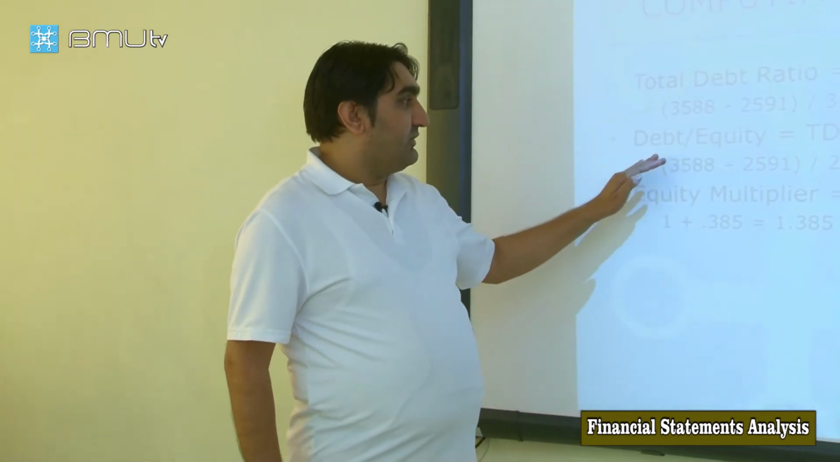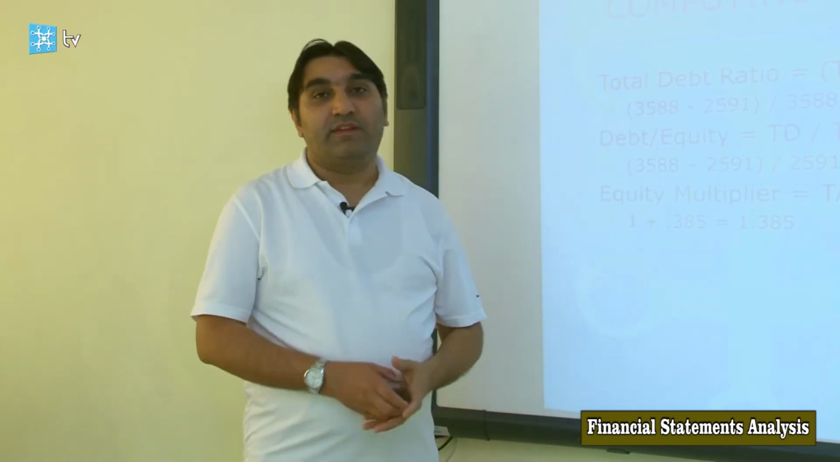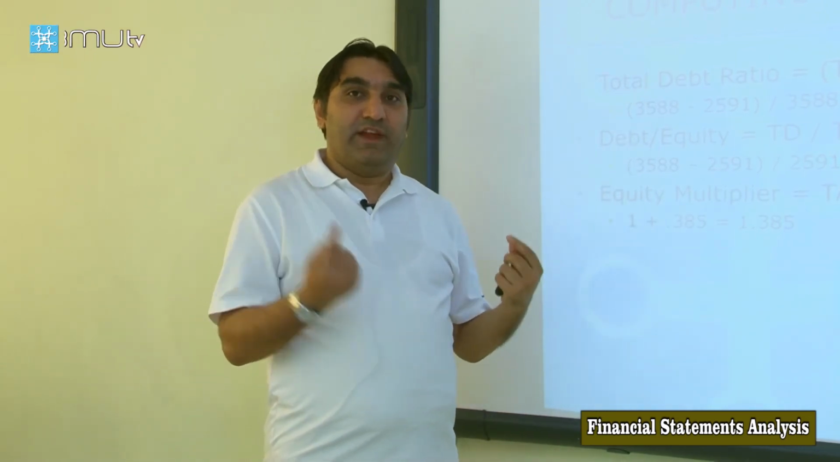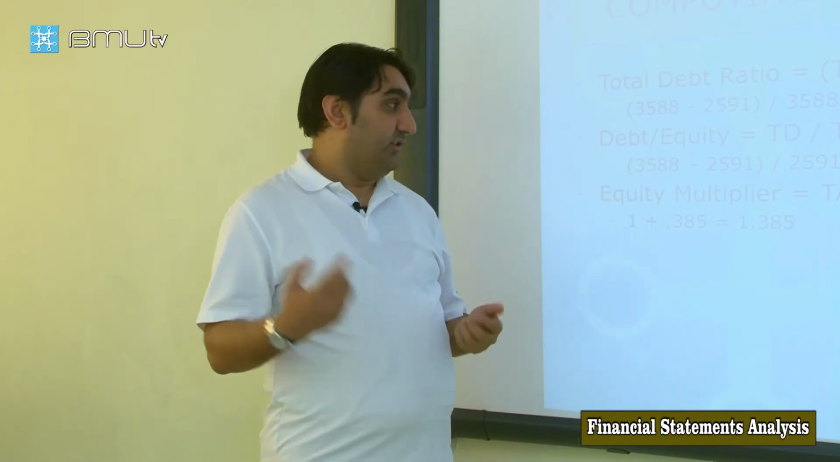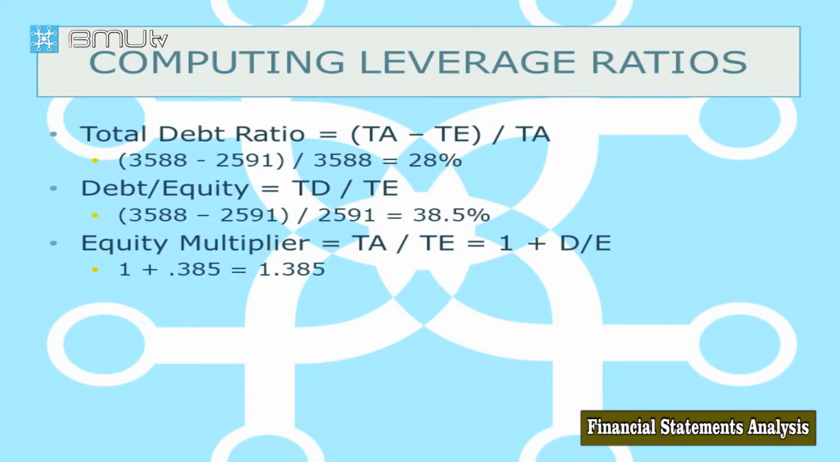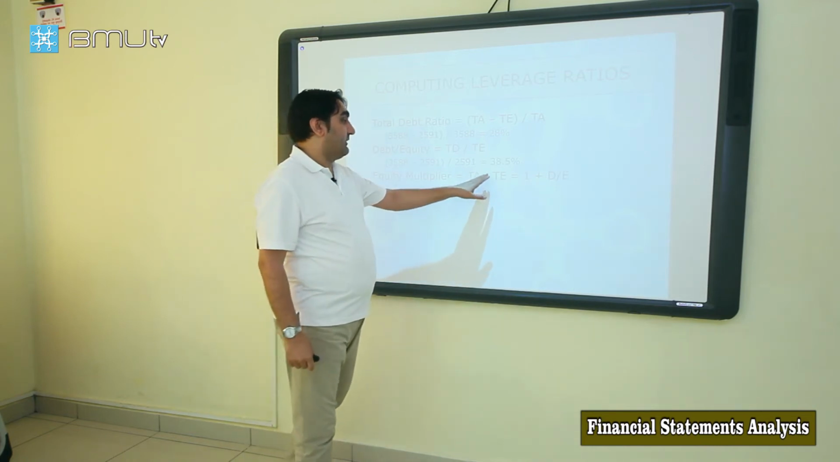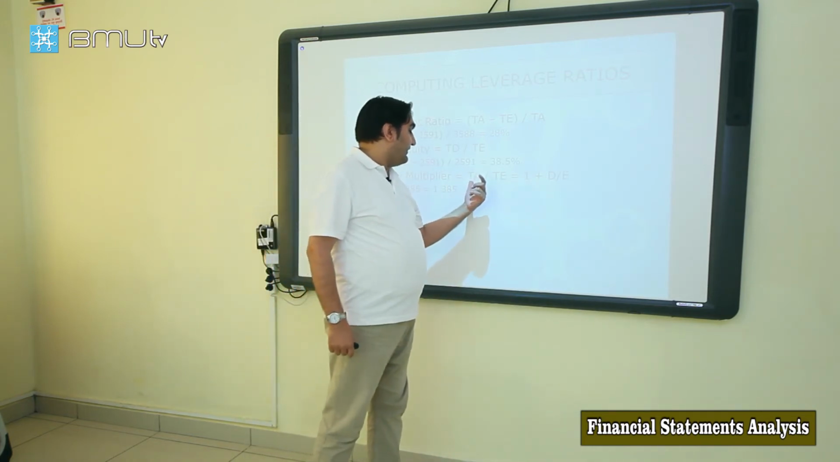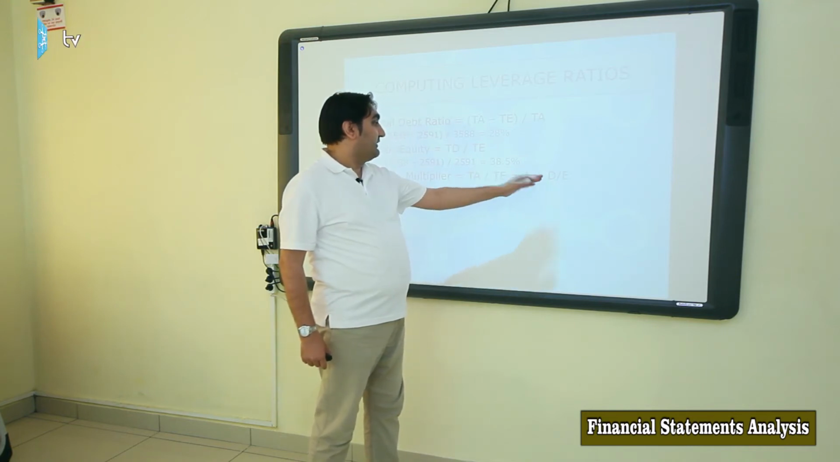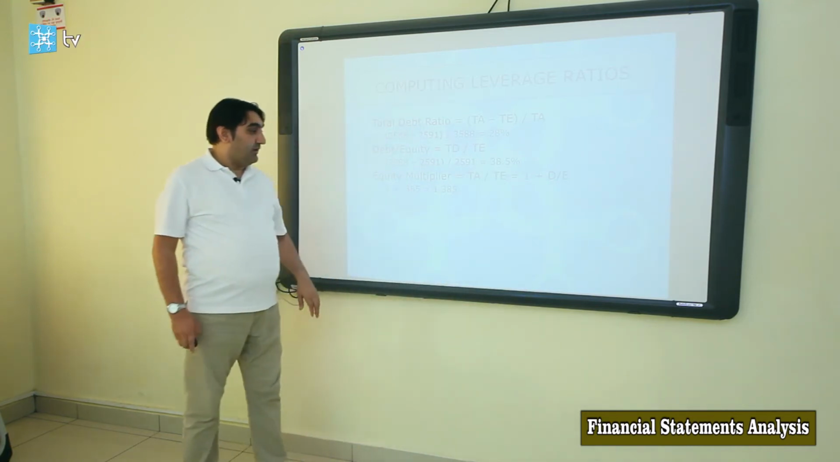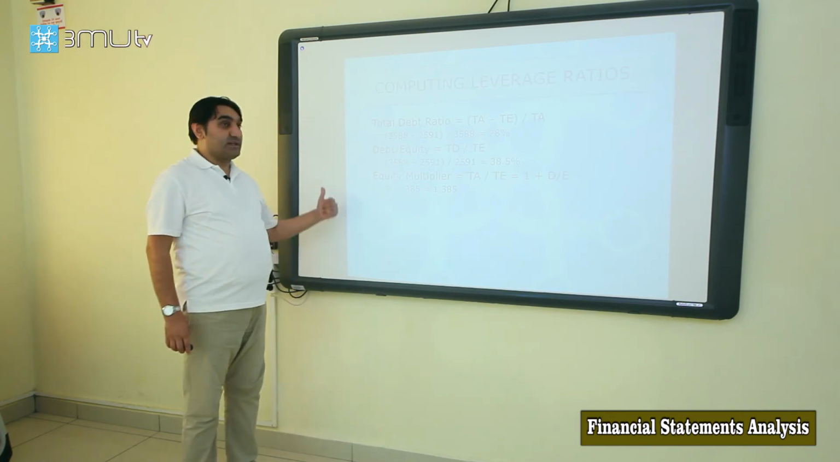Second ratio is debt to equity ratio, total debt divided by total equity. Also, it shows us how much debt we have for our $1 in equity. That is 38.5%. It means that for our $100 in equity, we have $38.5 in debt. Equity multiplier is a rearrangement of this ratio, total assets divided by total equity. Total assets we can rewrite as total debt plus total equity. We get this multiplier, 1.38 for this company.